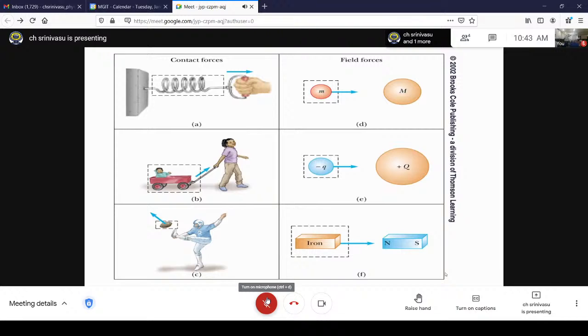So let us take a few examples regarding forces. If you take contact forces, like contact between a spring and a hand, and field forces, you see different pictures which represent which forces come under contact forces and which come under field forces.